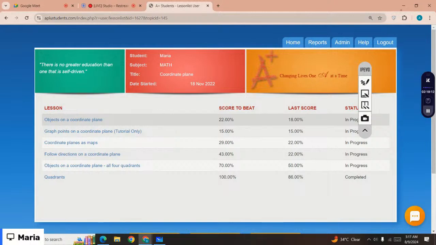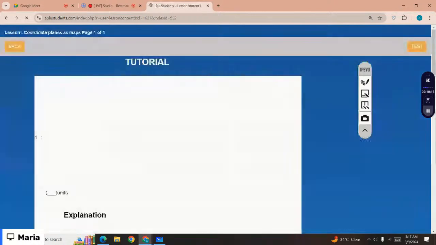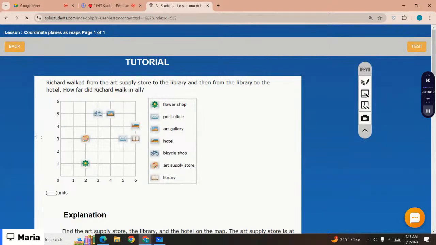Okay, the next lesson is the coordinate plane as maps. So where do we use the coordinate plane? That's actually the use of the coordinate plane. You can use the coordinate plane as a map. Let's just start with the first example.